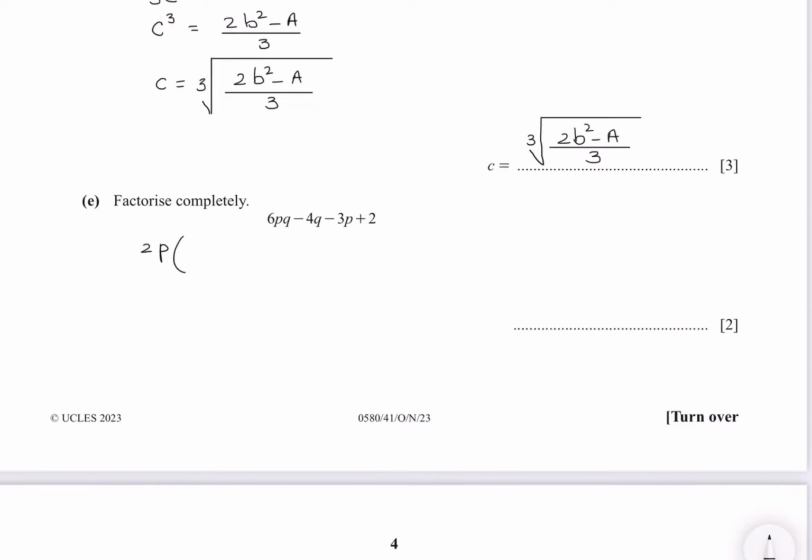Factorize completely. Take 2p as common, so it's 3q minus 2, and take 1 common, 3p minus 2.